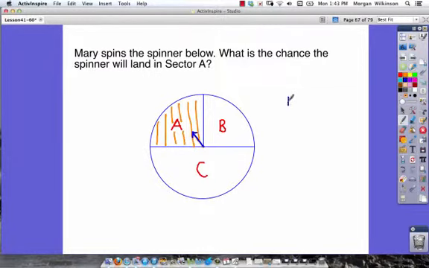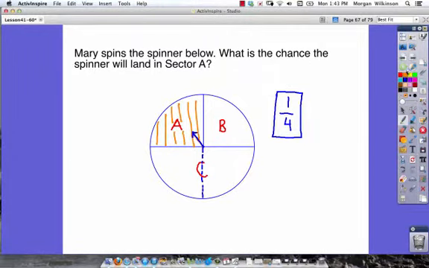Well, A is still going to be 1 out of every, 1, 2. There's only 3 parts here, but we want to make these into equal parts again so that we can compare them. Remember, to compare fractions, they have to have the same amount of parts. So A would be 1, 2, 3, 4. A is 1 out of 4. So our chance that it lands in sector A is still 1 out of 4.